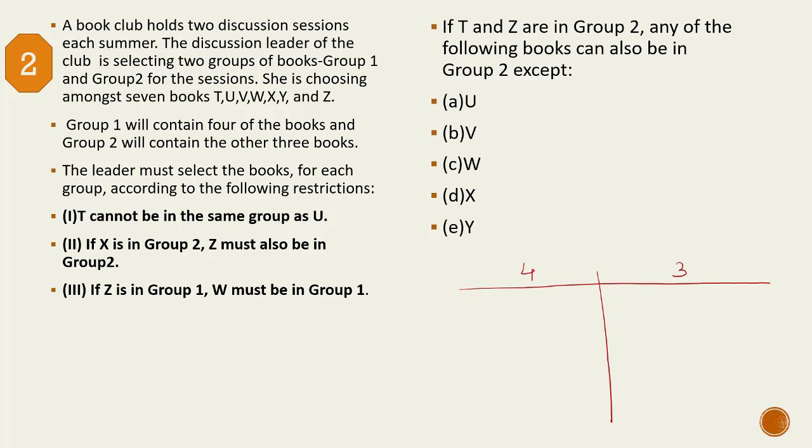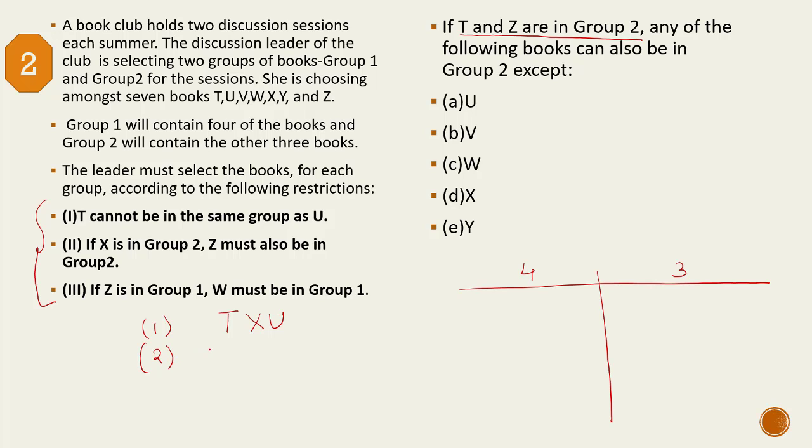Now these are the original conditions which will always hold. And as I've mentioned here, in some of the questions there would be a few conditions which would be specific to a given question, as we can see in the language here. But first let's understand the original conditions. Our first condition is T cannot be in the same group as U. So we have T cross U. They both have to belong to 2 different groups.